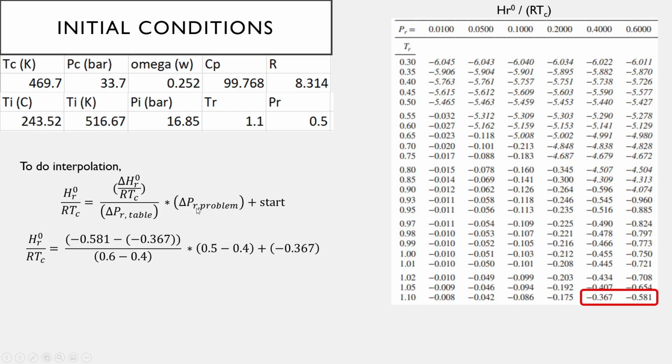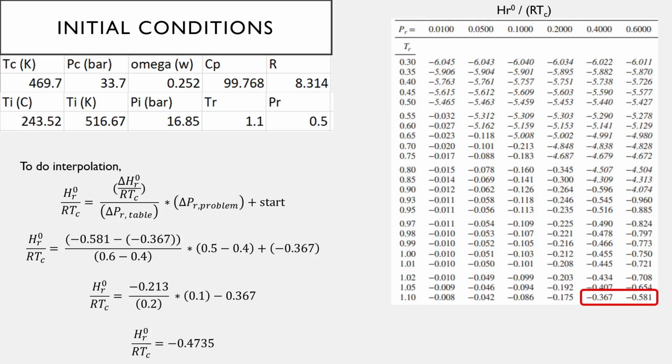Then we want to find the change in Pr from the problem. So we go from 0.5 all the way to 0.4. And then we're going to add the corresponding value from that 0.4. So that 0.4 corresponded to negative 0.367. So we'll be adding the negative 0.367. Simplifying it down more, we get an HR naught over RTc to be around negative 0.4735.